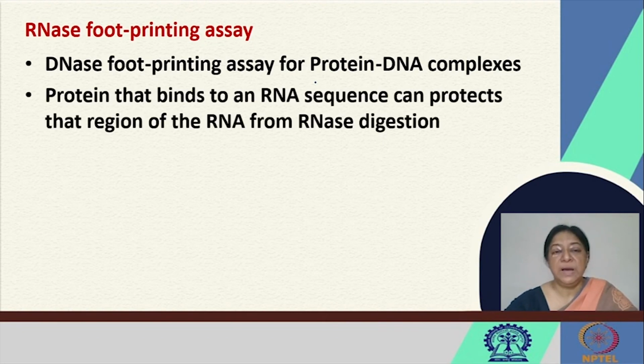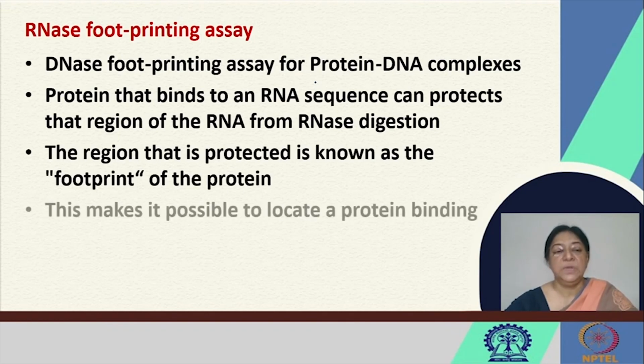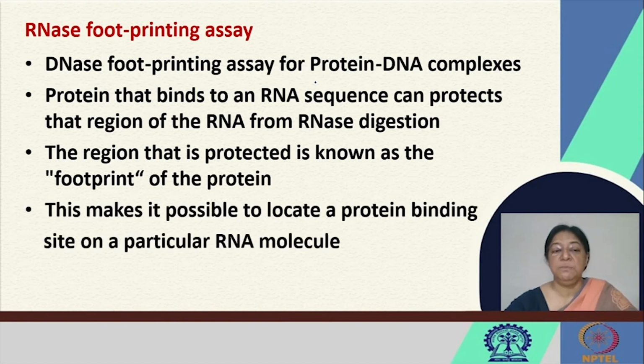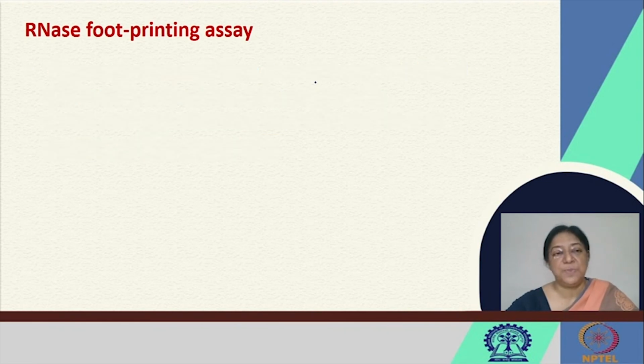So the protein that binds to an RNA sequence can protect the region of the RNA from any RNase digestion, and the region that is protected is known as the footprint of the protein. This makes it possible to locate the specific protein binding site on a particular nucleic acid molecule. The method uses, as I mentioned, RNase to cut the end-labeled RNA with and without bound protein. This will be followed by gel electrophoresis that would help in the detection of the cleavage pattern.